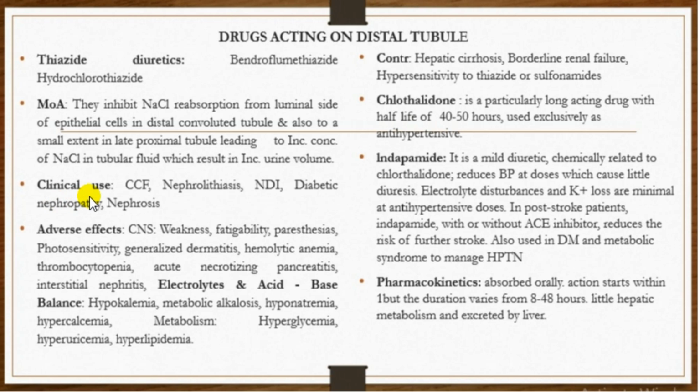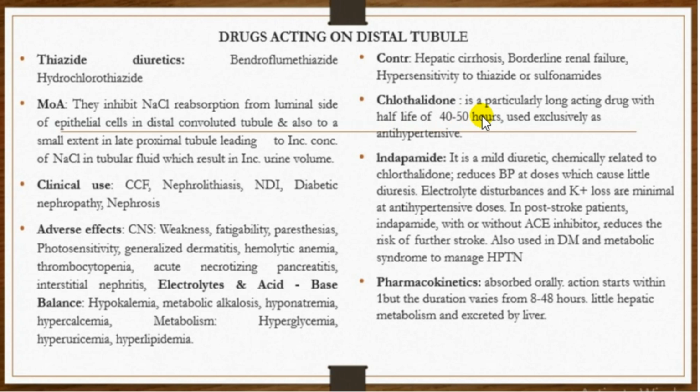Now, before we give much explanation into this, I want us to see the other forms of the drug. We have chlorthalidone, which is particularly a long-acting thiazide diuretic, and it has a half-life of 40 to 50 hours. Then it is used exclusively as an antihypertensive agent.